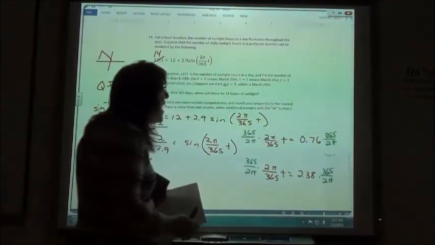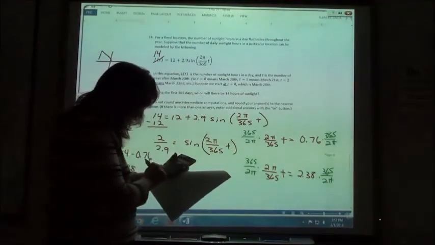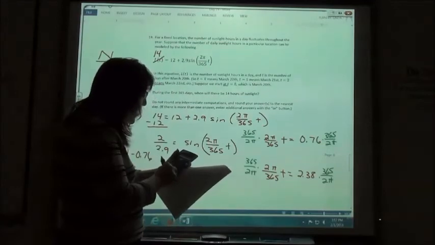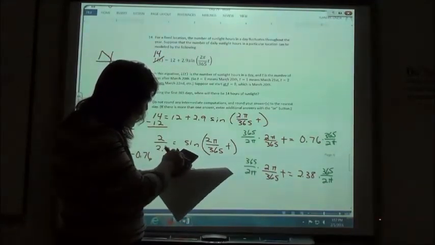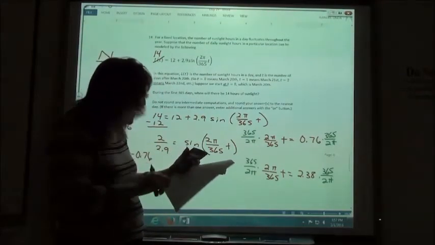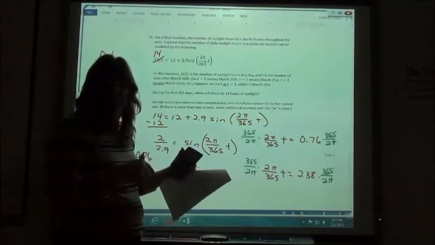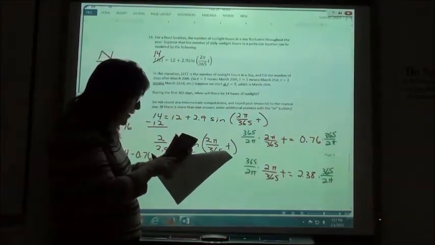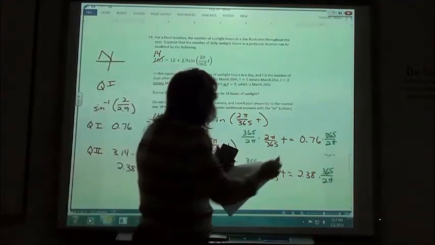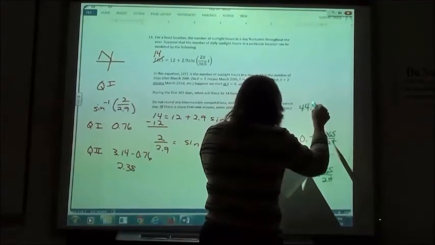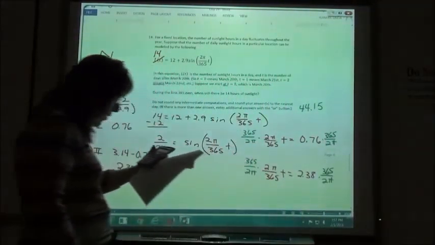Again, I'm going to use the pi button on my calculator just because it's a little more accurate. So I'm going to start off 0.76 times 365 divided by 2 shift pi. So the 2 pi is all together. Otherwise, you'd have to use parentheses around your 2 times 3.14. The pi button is much easier to do. My first answer, rounding to the nearest hundredth, 44.15, because I have 149.